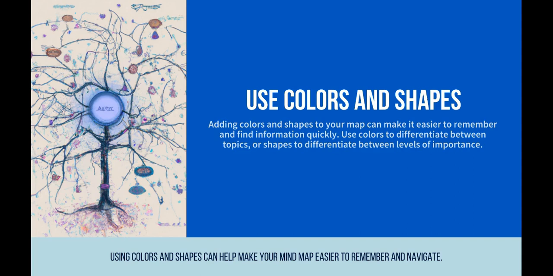As you create your mind map, be sure to use colors and shapes. This will make it easier to remember. It'll make it easier to find information quickly when you're going back to look at the mind map. Colors can differentiate between topics, shapes can differentiate between levels of importance. It really is up to you, and it's very specific and personalized and idiosyncratic. Do whatever works best for you. But we do know that the more colors and shapes you use, the easier it is to recall the information.